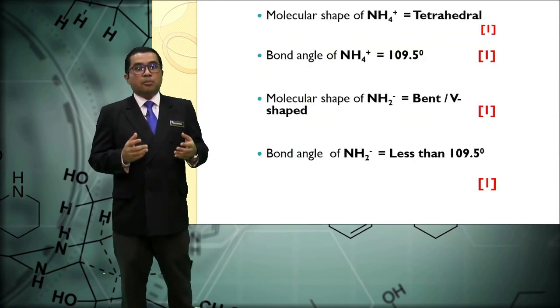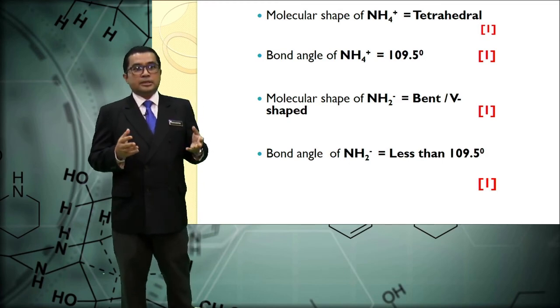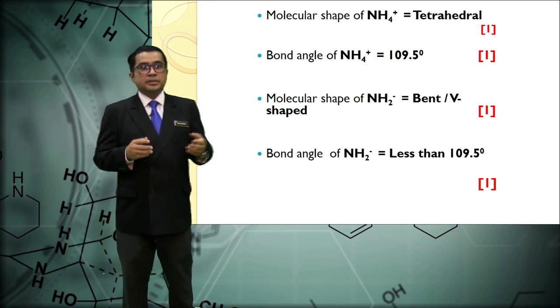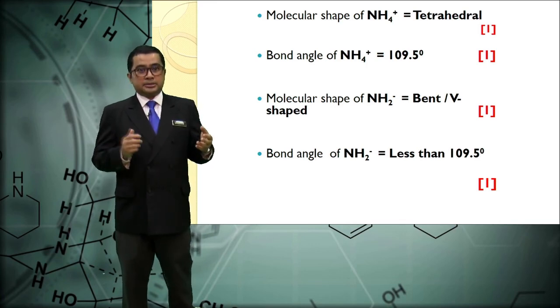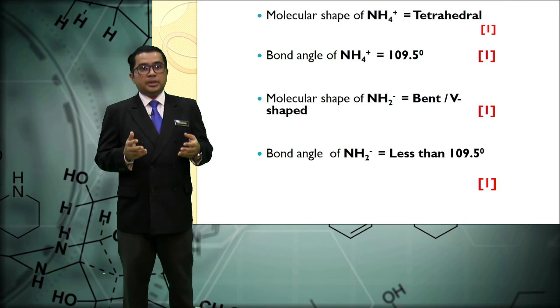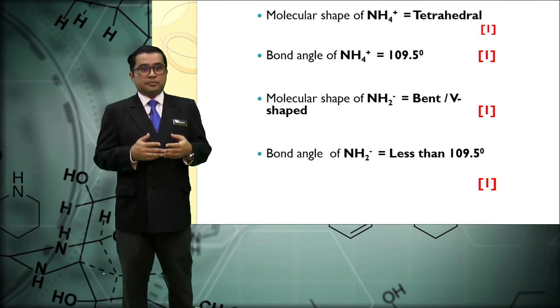Okay, what about the molecular shape? When you draw the correct Lewis structure, you will get the molecular shape of ammonium, which is tetrahedral. The next one is you have to determine the bond angle. Because the shape is tetrahedral, the bond angle of ammonium will be 109.5 degrees. So that is the bond angle for ammonium.